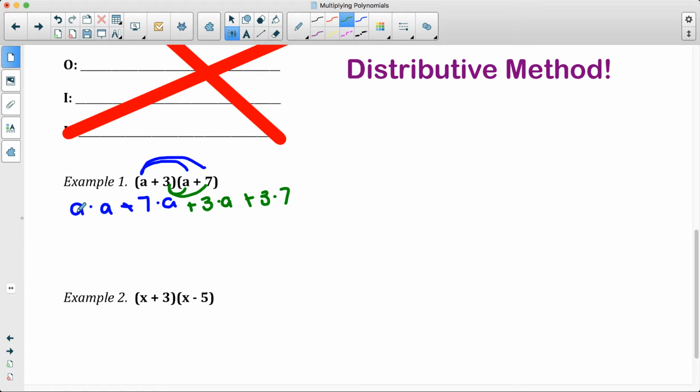Now I'm just going to simplify everything. A times a is a to the second, plus 7a, plus 3a, plus 21. Combine your like terms. You've got a to the second, plus 10a, plus 21. So pause the video here and try the next examples.